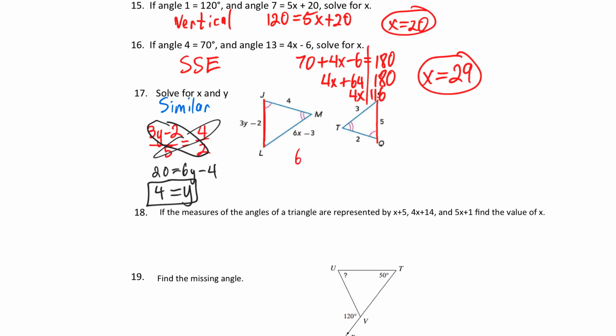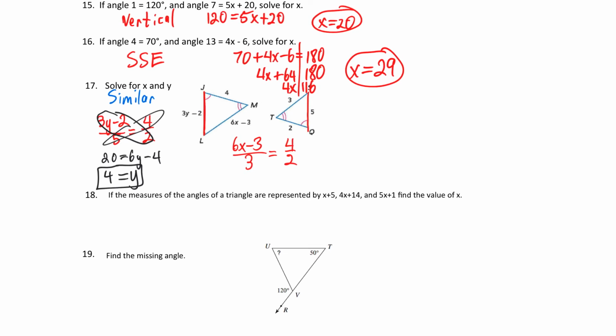Then on the other one, the x, so the 6x minus 3 is to the 3 as the 4 is to the 2. So when we cross multiply there, we're going to get 12 equals 12x minus 6. If you add 6, divided by 12, you're going to get x equals 1.5.